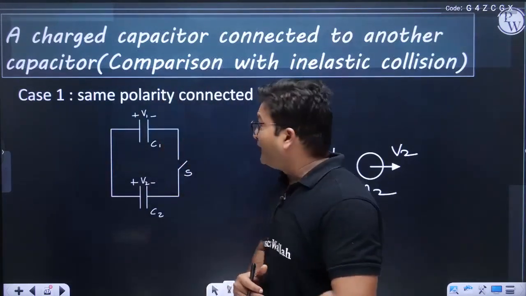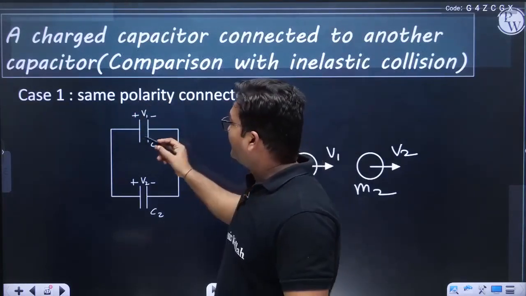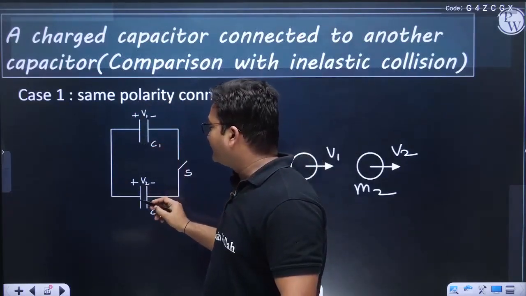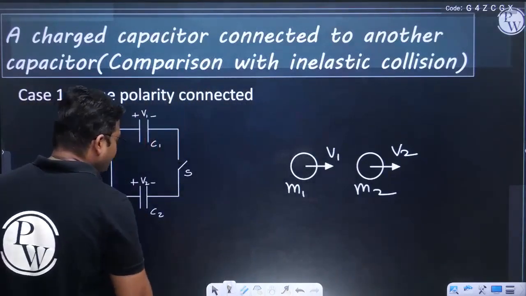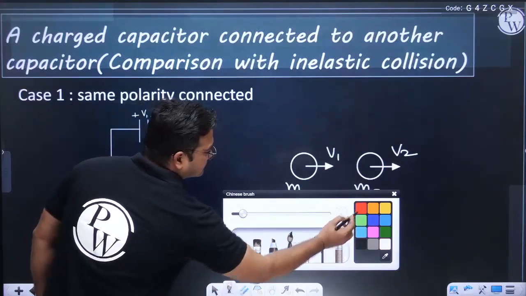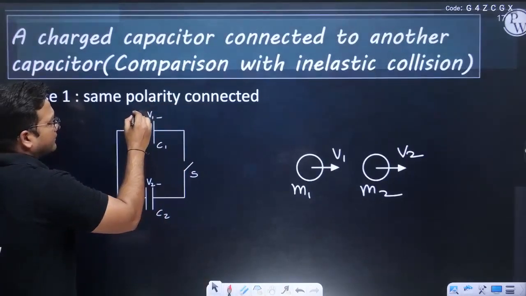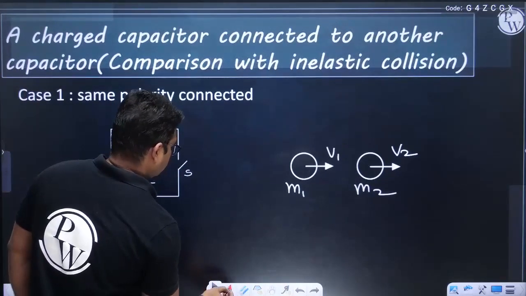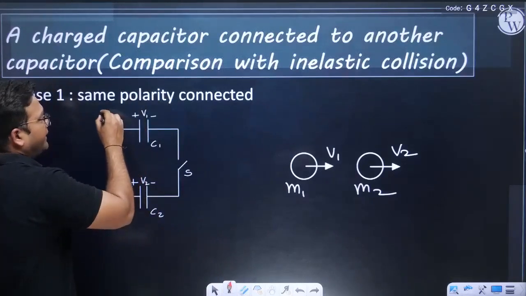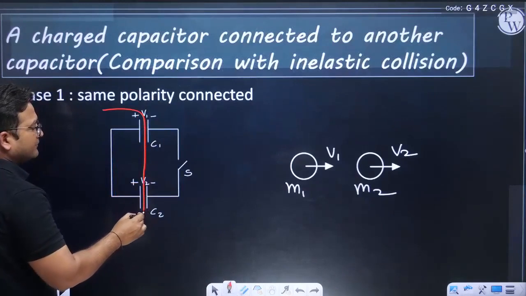Let us first discuss case 1, when the same polarity is connected, meaning the positive plate of one is connected to the positive plate of the other. If you do so, just try to imagine if I take this as one system.